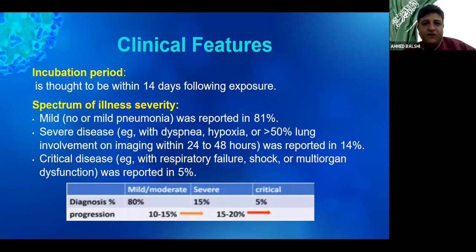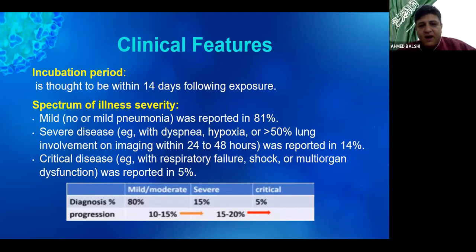What about the clinical features? The incubation period, as far as we know until now, is up to 14 days following the exposure. There are mild, severe, and critical forms of the disease. Mild cases are the majority, reported in 81%. Severe disease means the patient has dyspnea, hypoxia, or more than 50% lung involvement on imaging within 24 to 48 hours, reported in around 14%. Critical disease is when the patient reaches respiratory failure, shock, and multi-organ failure, and is found in 5% of COVID cases.